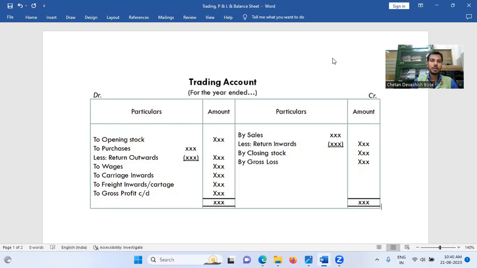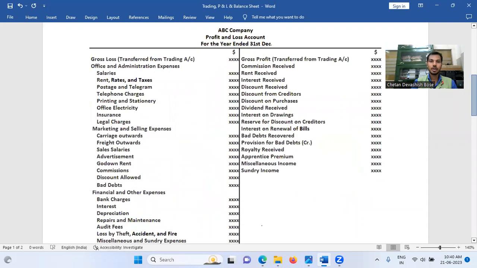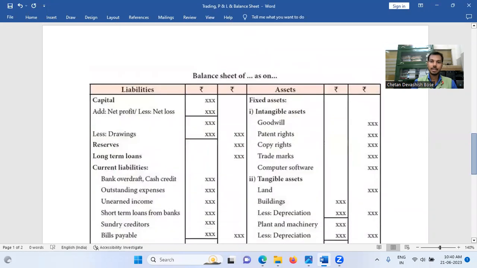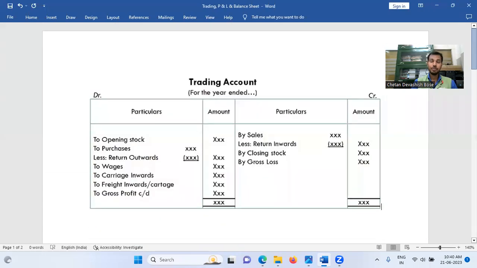Now, let us quickly go ahead and understand how we can effectively prepare trading account, profit and loss account, as well as balance sheet statement without by-hearting them. Before you go ahead and see this video, make sure that you have checked and viewed the previous video, which talks about the basics of accounting and golden rule.